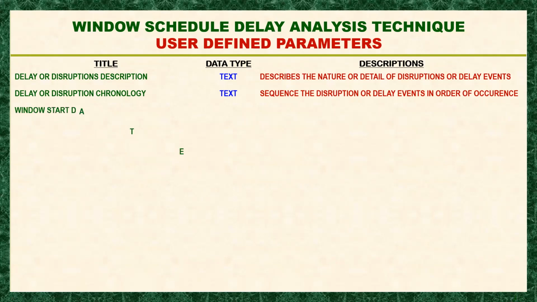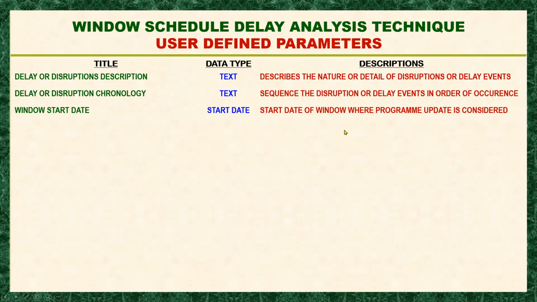Okay, next we have the window start date. Let me explain to you what this window is. This is the start date. We will be using the start date data type. This means the start date of the window where program update is considered.